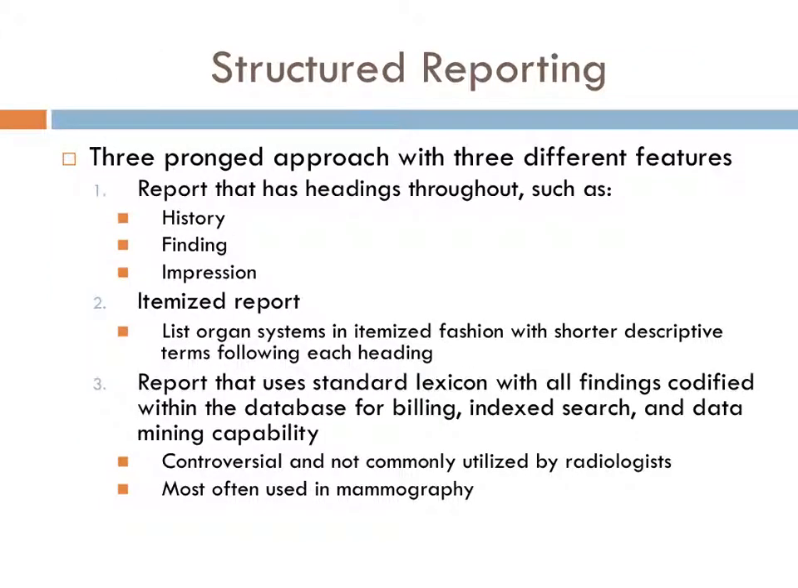So now we'll talk a little bit about structured reporting. There are three different ways that radiologists typically lay out their reports. The first is a report that has headings throughout the whole report, such as the history, the findings, and the impression. Then there is an itemized report. This kind of report lists organ systems in an itemized fashion with shorter descriptive terms following each heading. So maybe for the abdomen, a few different headings would be gallbladder, pancreas, liver, and so on. And for each different heading, it will have a little summary of what the findings were.